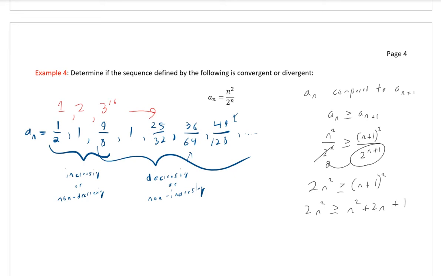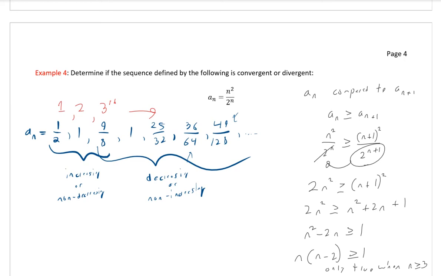And then I can subtract away, move an n squared over and the plus 2n, and we get n squared minus 2n is greater than or equal to 1, so a constant I can compare to. And I have n times n minus 2, which is this factor, is greater than or equal to 1. This is only true when n is greater than or equal to 3.